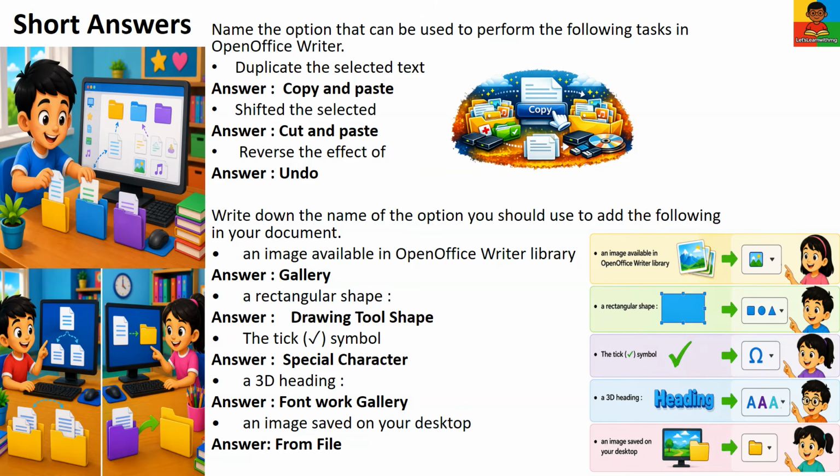Write down the name of the option for an image available in OpenOffice Writer: Library, Gallery. A rectangular shape: drawing tool shape. The tick symbol: special character. A 3D heading: Fontwork Gallery. An image saved on your desktop: from File.